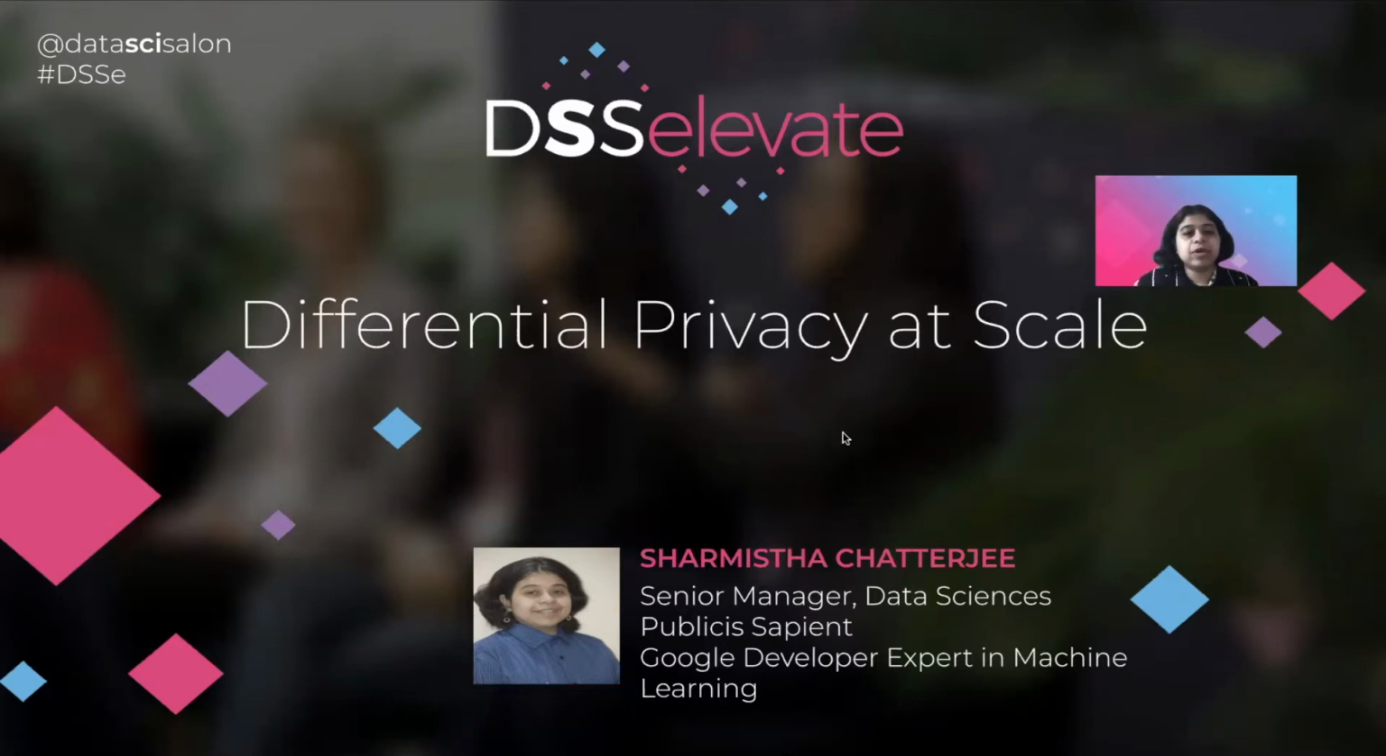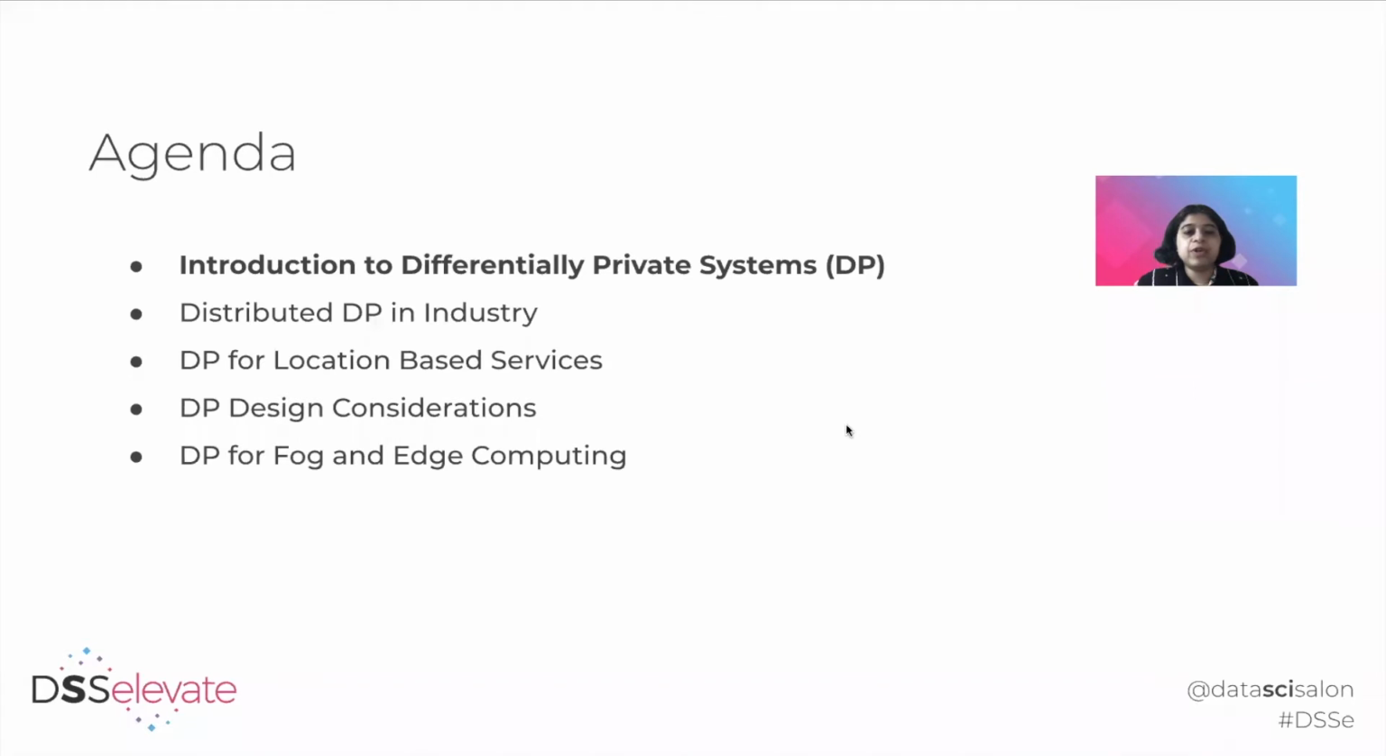So let's look at what is there in the agenda today. First we will take a brief introduction to differential private systems. Then we will look at how differential privacy is used in different types of industry, mainly in the software industry. We'll move on and look into the importance of differential privacy in location-based systems. And in that context, we will touch base upon vehicular systems in general. We'll see what are the main design considerations in building differential private systems. And in the end, we will talk about differential private systems for fog and edge computing.